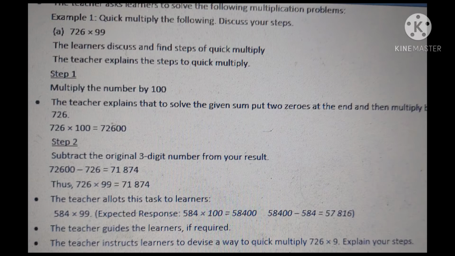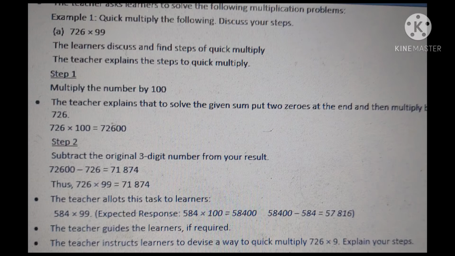This has been given by the teacher to practice the method that has been taught. So the learners solve 584 multiplied by 99, and first they have to multiply 584 by 100. The answer which they get is 58400, and then they subtract 584 from 58400. The answer which they get is 57816. Okay, the teacher may guide the learners, whoever needs help.